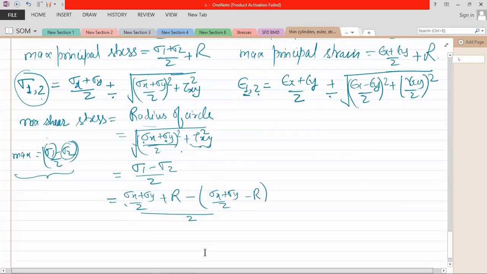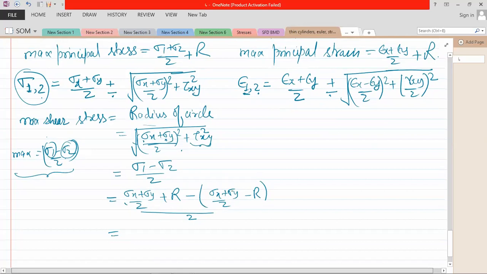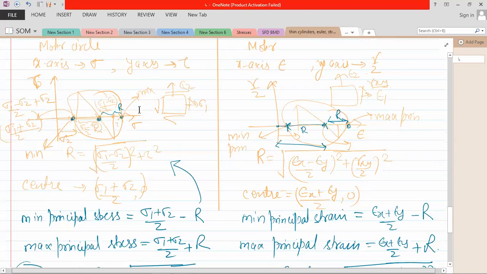Now just open the bracket. You can cancel this term, and minus plus. So this is r plus r divided by 2, that is r. Your r value is only this. Sorry, your r value is this value. So you now see why I am writing it both ways. The radius of the circle is the maximum shear stress. Now you can see from the circle that this is your radius, so this is your maximum shear stress.